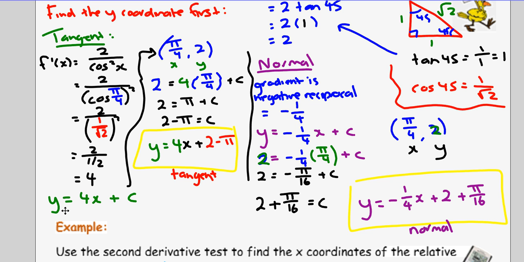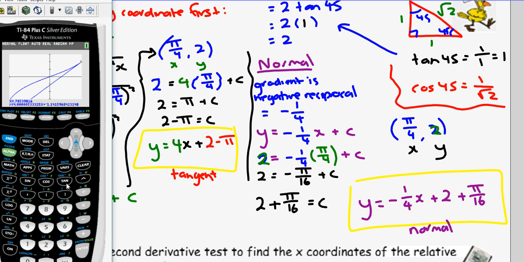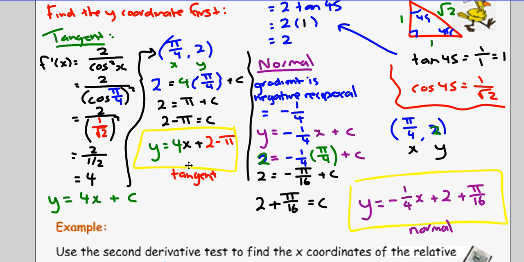So far we have y equals 4x plus c. And now we're going to use this coordinate and sub it in and solve for c. So sub in y is 2, x is pi over 4. We know the gradient's 4. 4 times pi over 4 is just pi. So the value of c must be 2 minus pi. That's just a number. If you type in 2 minus pi in the calculator, you would get that minus 1.14 number. That's how they got that one. But it's non-calculator, so you would just leave it as y equals 4x plus 2 minus pi, and that's the equation of your tangent.